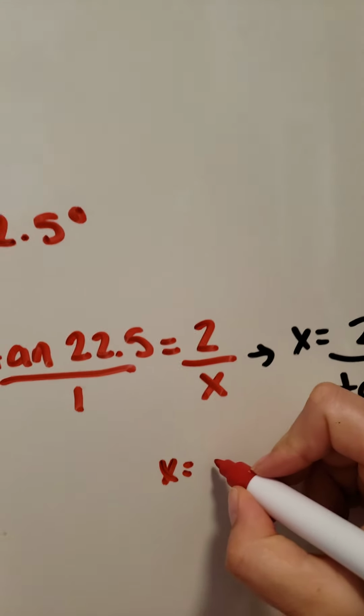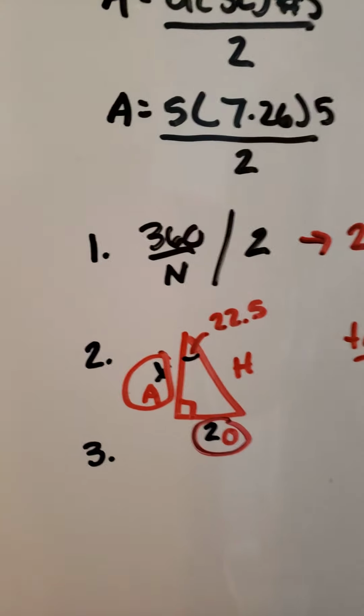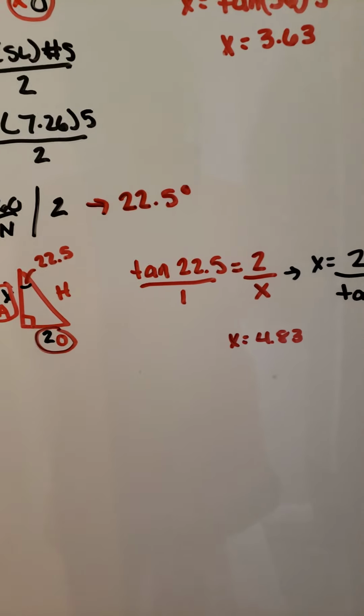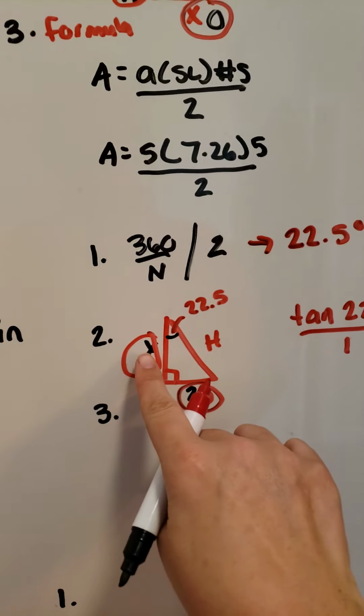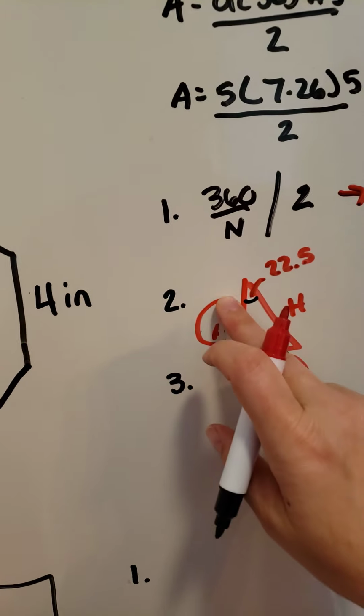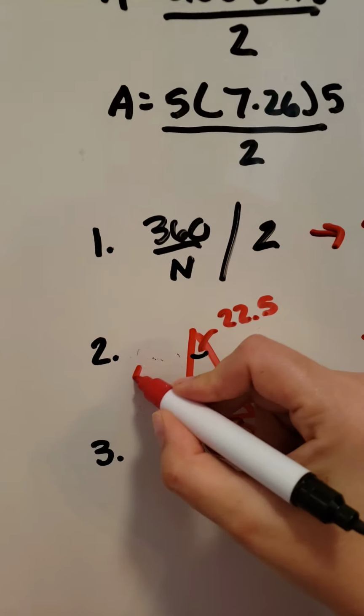X equals 4.83. Okay. So this 4.83 that we found here is x. I have an x here. That means that this value right here is 4.83.